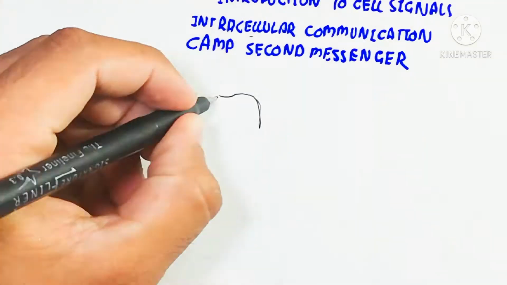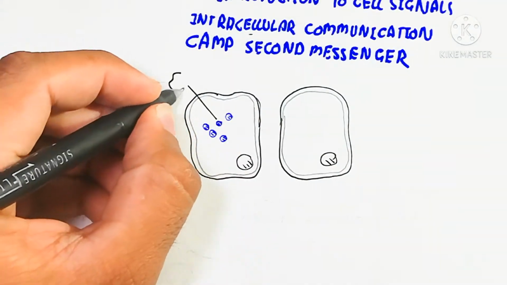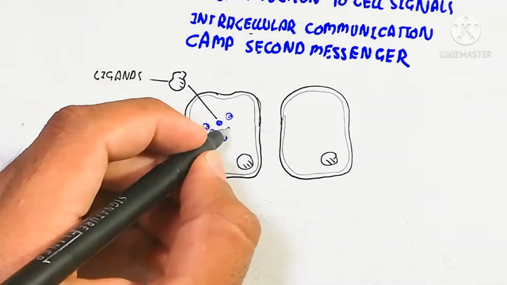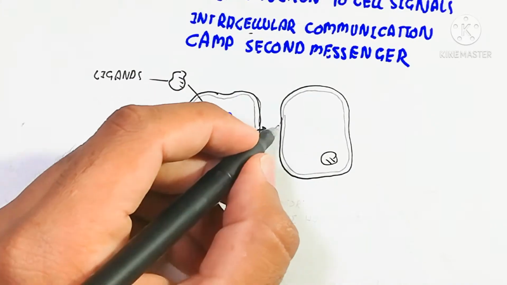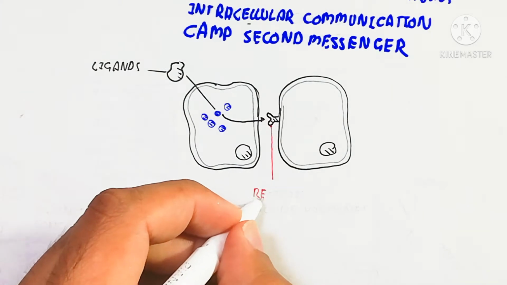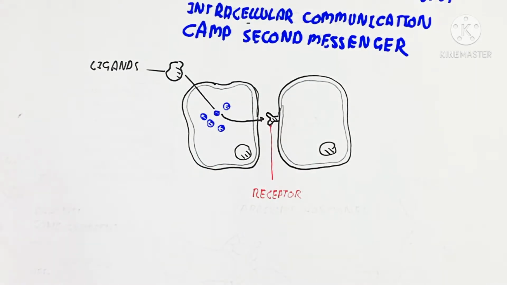First of all, I want to talk about ligands. Ligands can be hydrophilic, lipophilic, or hydrophobic. Ligands can be gases, fats, proteins, or sugars. The ligand is present in one cell and stimulates another cell through a receptor.